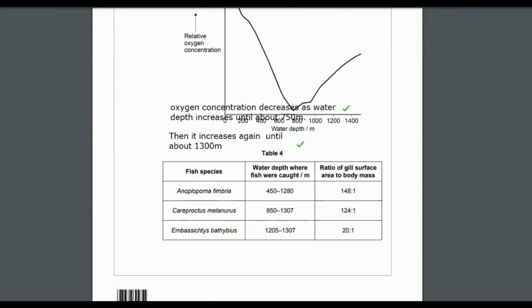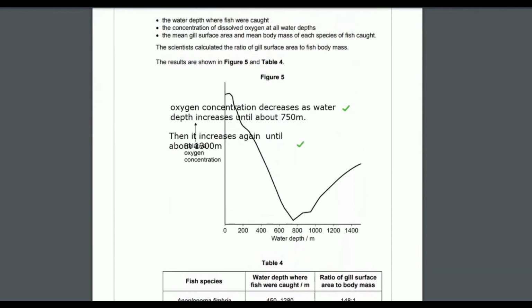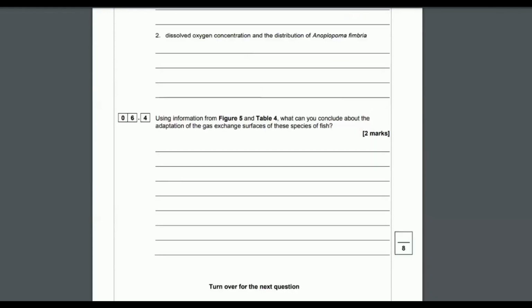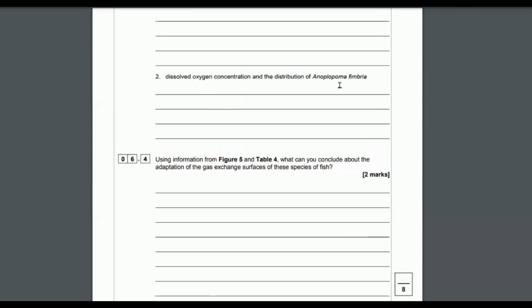Look at the 3 fish species. What's the link between the 3 fish species and the depth of the water where they were caught? So we can see the first one, the A. fimbria that we're looking at, is caught in the range of 450 to 1280. It's not caught in shallow water. It's caught mainly in the deep water.